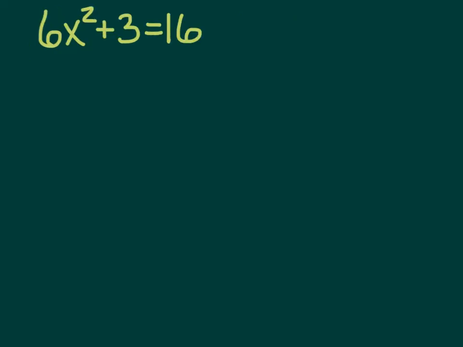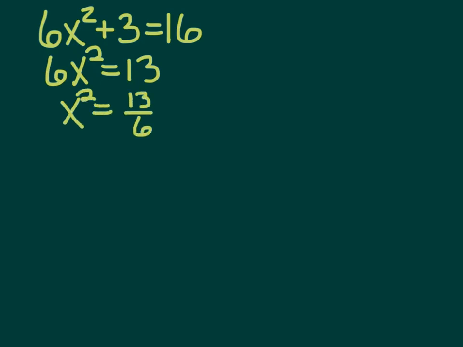Okay, here's another equation to solve. 6x squared plus 3 equals 16. Remember, we're undoing PEMDAS, so we're going to take away 3 first. 6x squared equals 13. Then we're going to divide by 6, so x squared equals 13 over 6. Go ahead and leave it in fraction form. Then we're going to take the positive and negative square root of 13 over 6. Sorry about that. We'll write it in orange. 13 over 6.